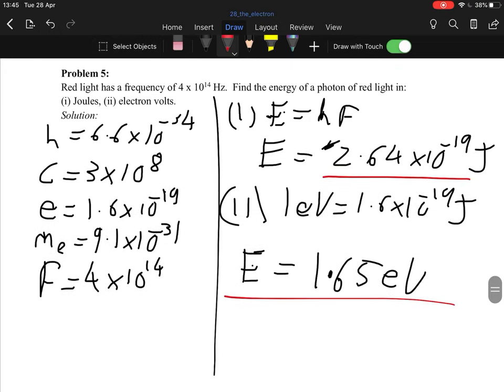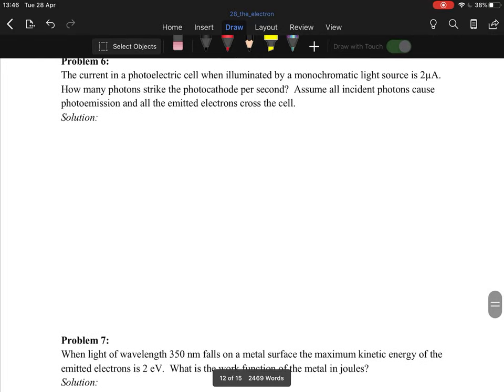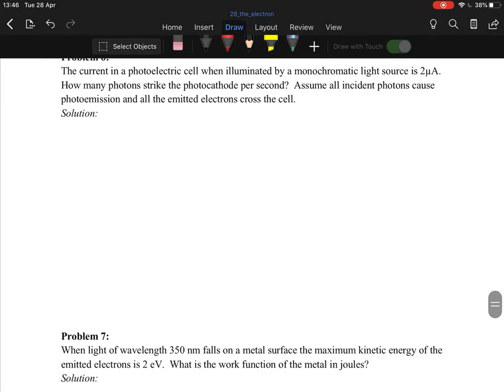All right, problem 6 then. Again, I'm going to use a lot of these values again. The values I'm going to keep are h, c, e, and m. They're the same in all these questions, so I'm not going to keep writing them out. I just wrote them out the first time, so they stay the same and I'll use them in the other questions.